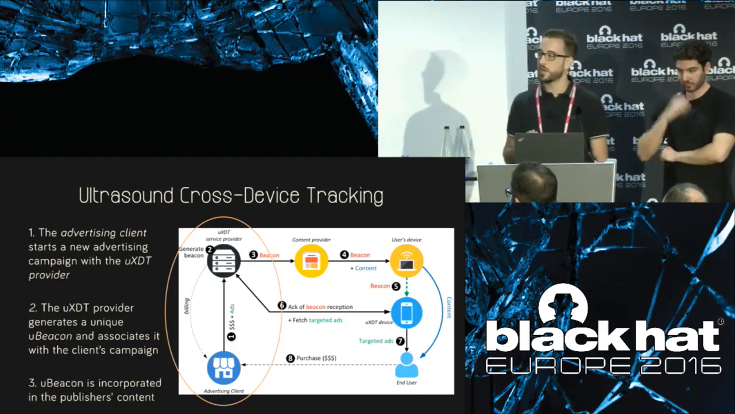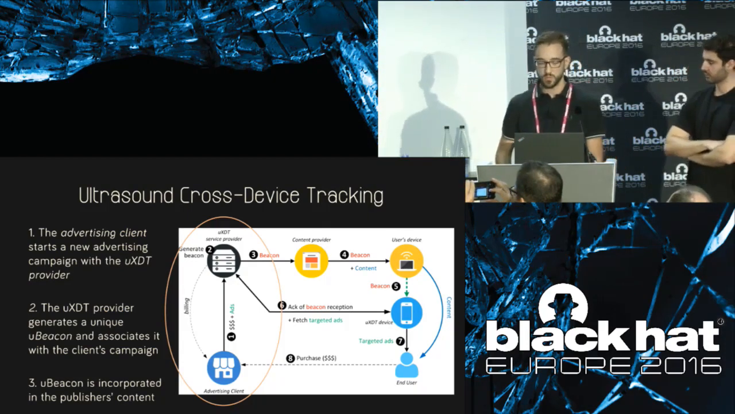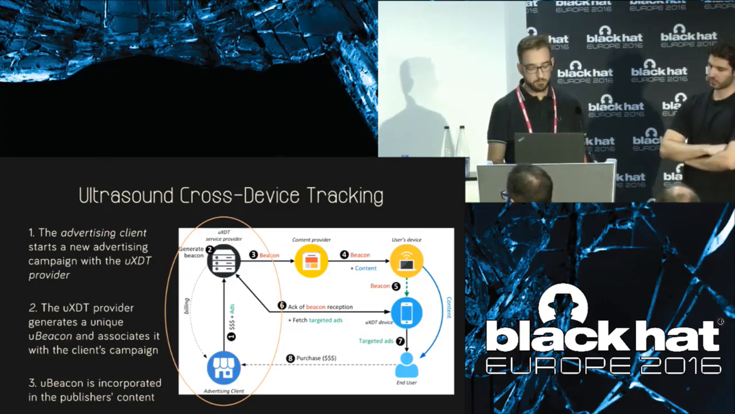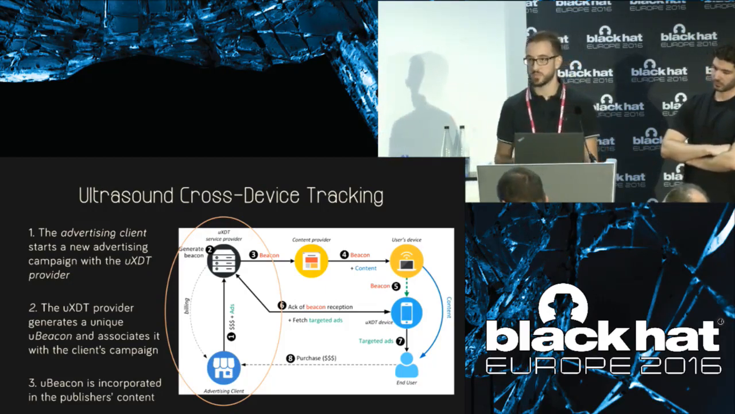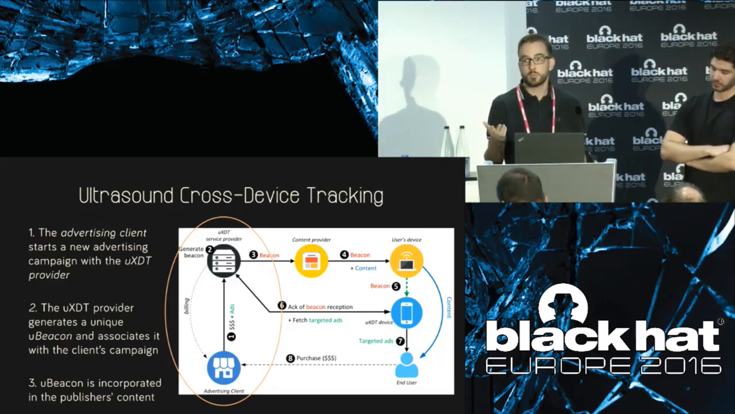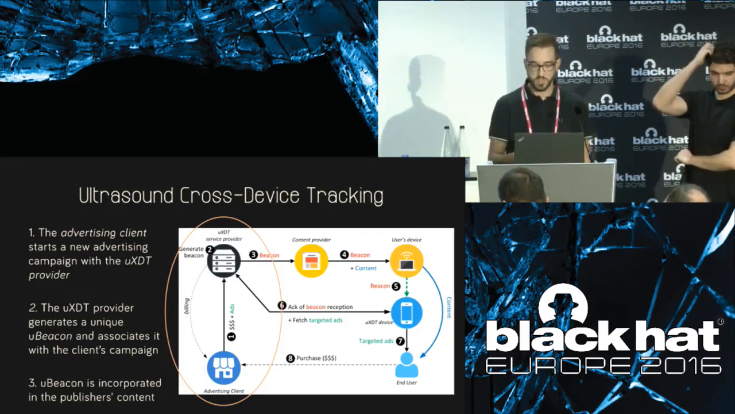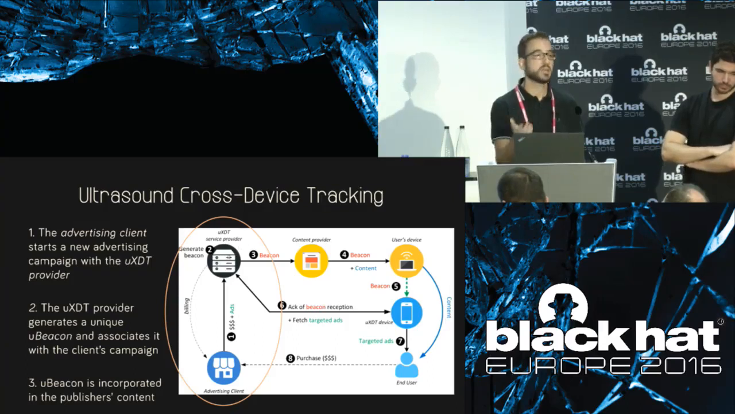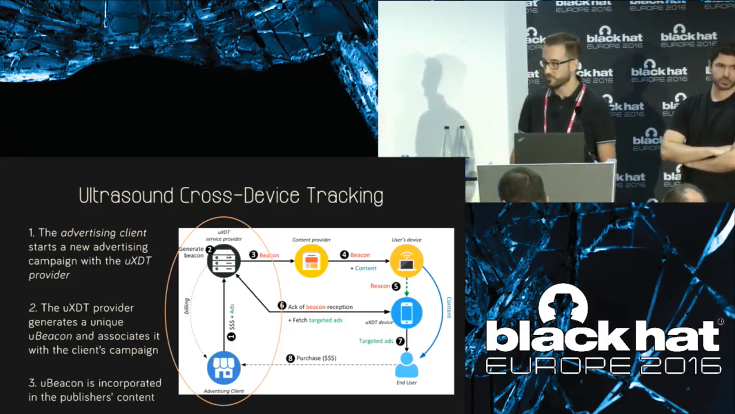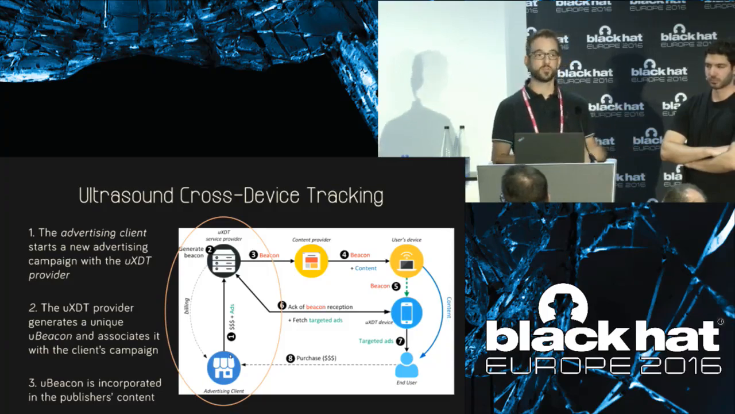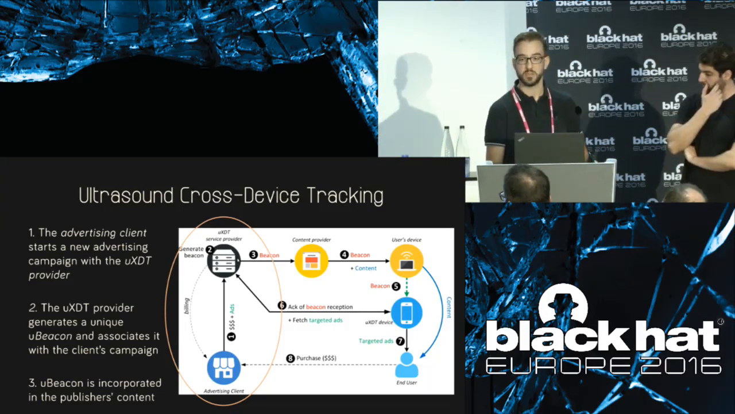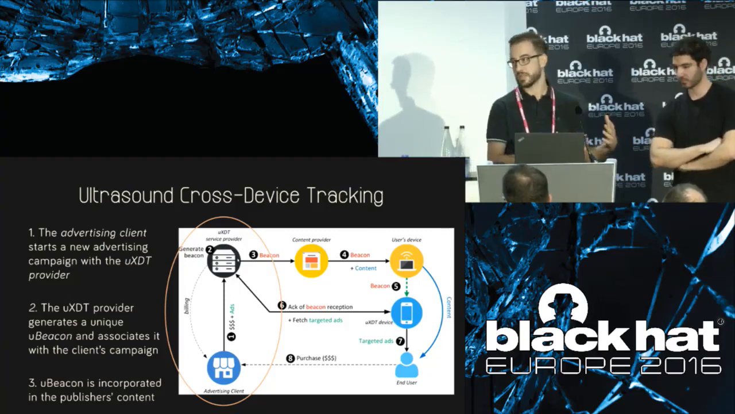What happens behind the scenes can be explained with this workflow diagram. What we need is an advertising client, of course. You can think about McDonald's. We found the application of McDonald's in the Philippines making use of this technology. You can think of Starbucks, any good brand who wants to use this technology. Then we need a service provider, in this case, Silverpush or any other service provider offering this technology. So the advertisement client goes to the provider and says, I want to run a campaign. So they create a beacon. That beacon identifies that campaign uniquely.